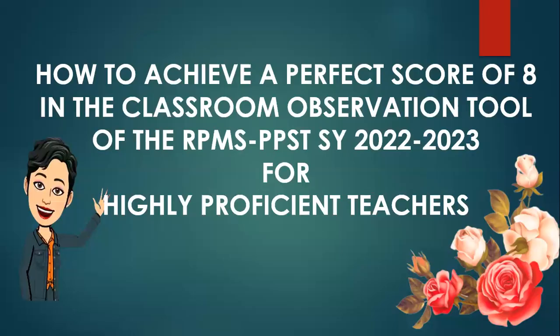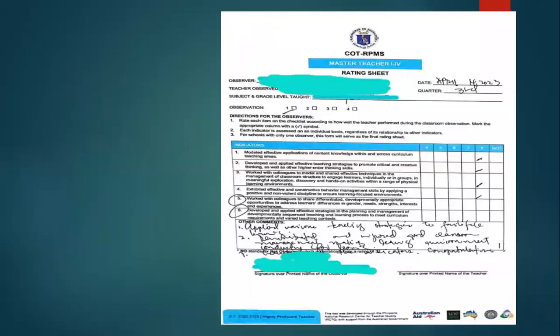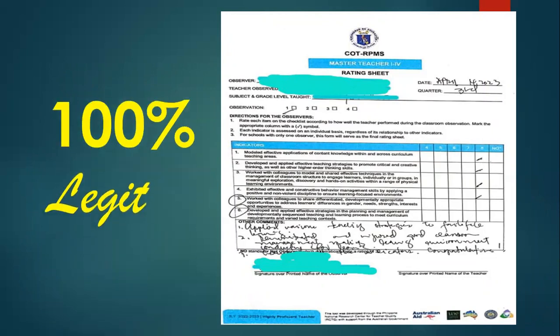Okay, so let's start with indicator. Hindi muna. Ang aking MOV or katibayan patunay na ang aking ebidensya ay 100% legit. Ito po ay fresh from April 14 lang, 2023. Third quarter COT. Ayan, kung mapapansin nyo, 8 ang 1 to 4 indicators at walang grades sa indicator 5 and 6 because these are what you call NCOI or non-classroom observable indicators.